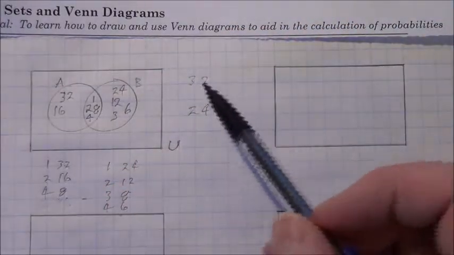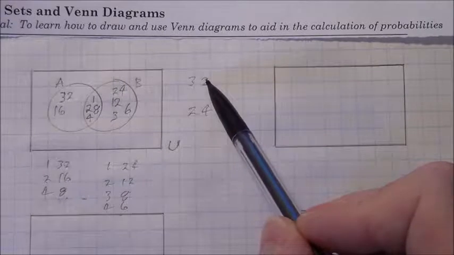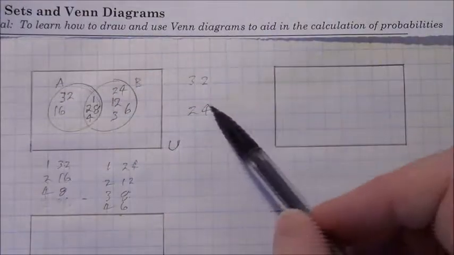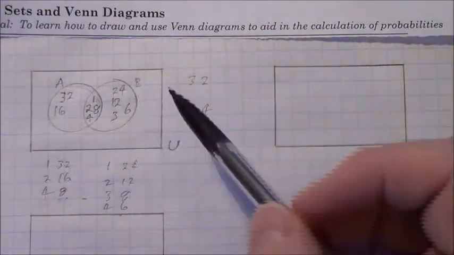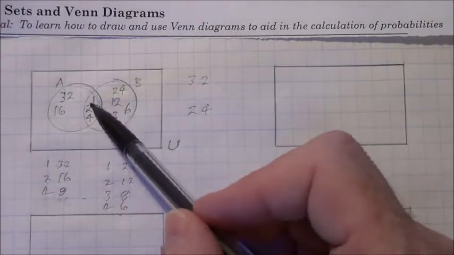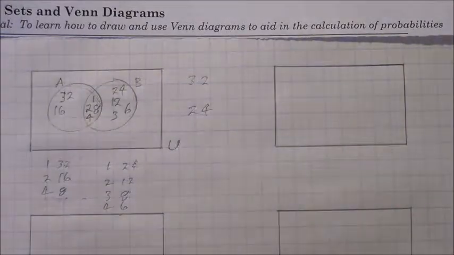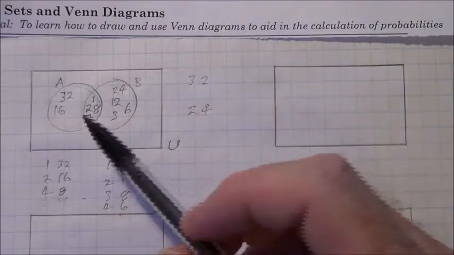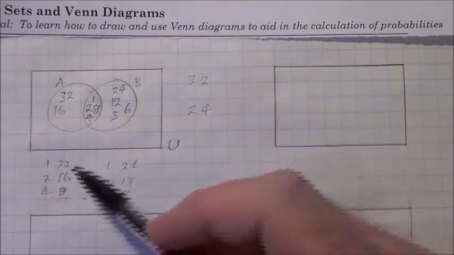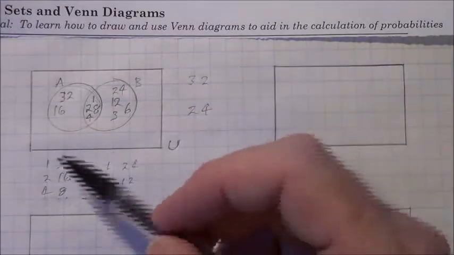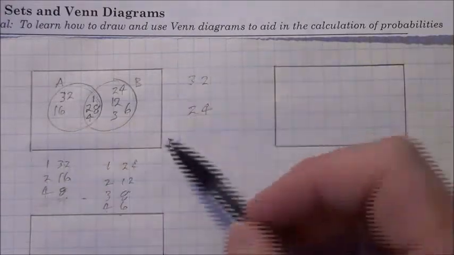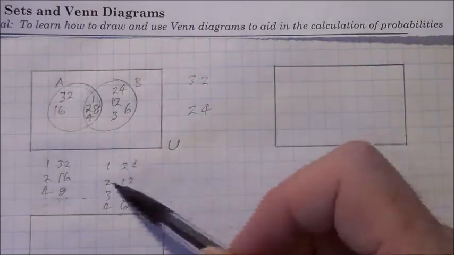Okay, so all the factors of 32 are in set A, and all the factors of 24 are in set B, and where there's an overlap between them, they go in the middle in what's called the intersection. So all of the objects in each set, those are called members or elements. So the elements of this set are 1, 32, 2, 16, and 4 and 8, and the elements of set B are written here.